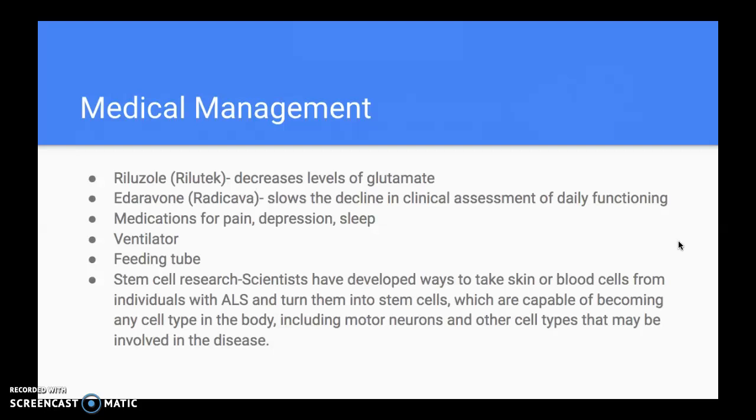As the disorder progresses, the patient may need a ventilator or a feeding tube, and scientists are beginning to really look into stem cell research. They have developed ways to take skin or blood cells from individuals with ALS and turn them into stem cells, which are then capable of becoming any cell type in the body, including motor neurons and other cell types that may be involved in the disease.